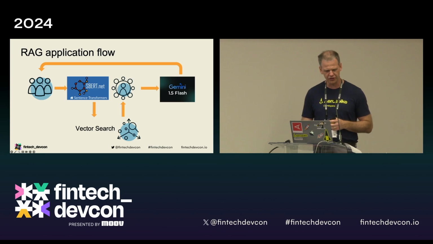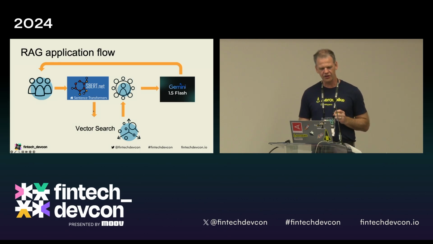So this is us. This is the users. The first thing we're going to do is use that sentence transformer I just spoke about, and it's going to take my prompt and turn it into a vector. 384 dimensions, remember? I'm going to then do a vector search in the database that I'm about to show you the source code for. It's not much code, trust me.